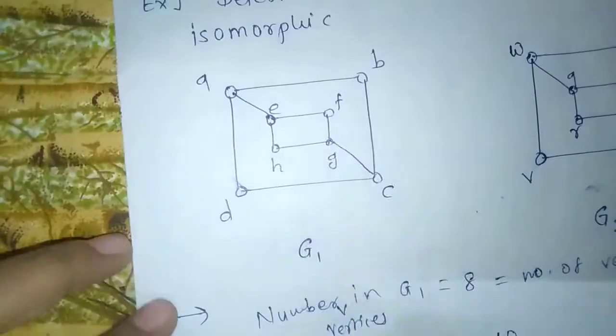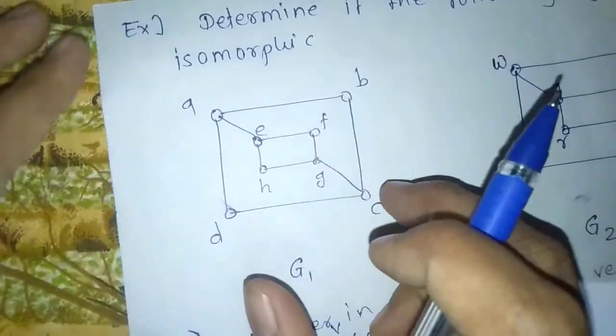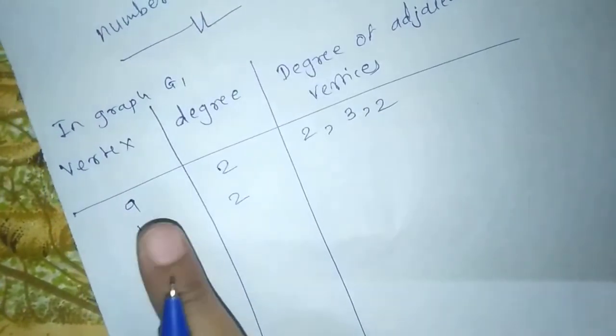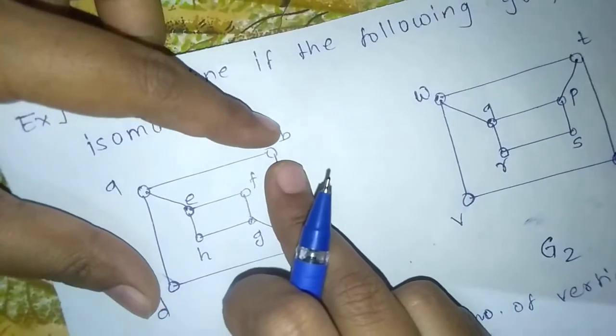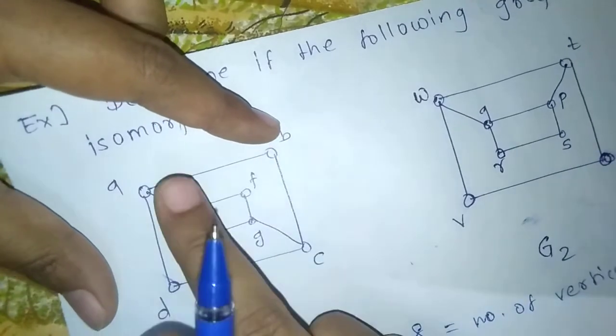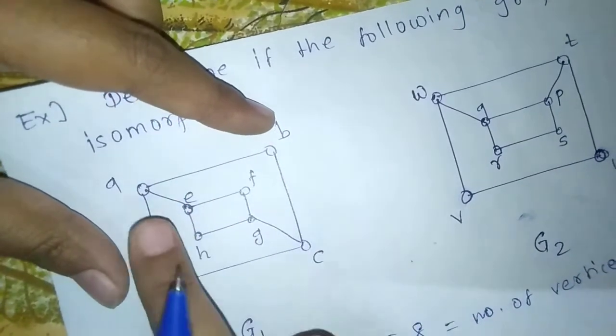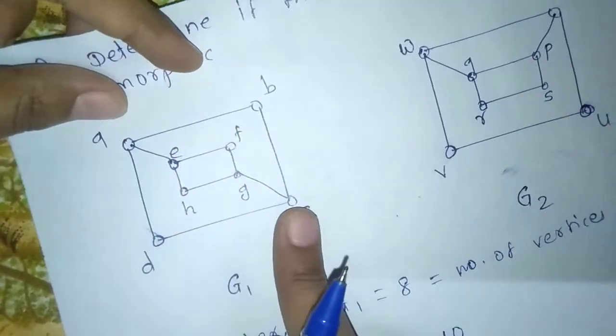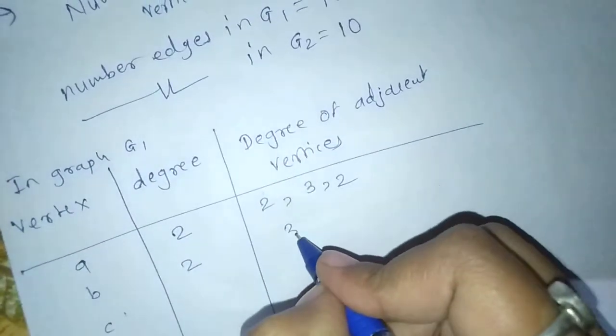Degree of B is 1, 2. Degree of adjacent vertices of B: adjacent vertices of B are A, C. Degree of these two vertices 1, 2, 3, 1, 2, 3. So degree of A is 3. Also degree of C is 3.